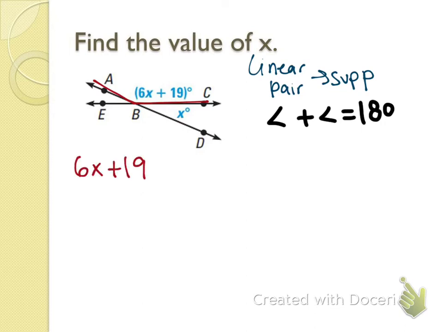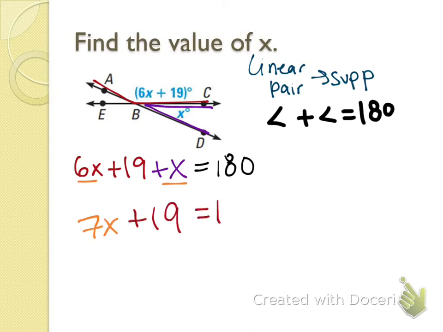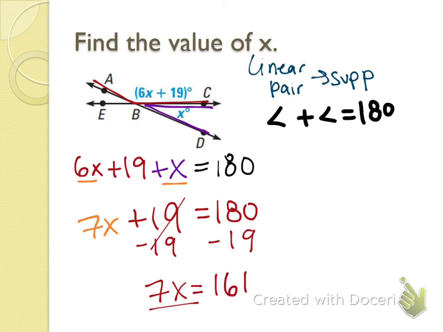So we got 6x plus 19 plus x equals 180. Combine some like terms, we have 6x and x, which makes 7x plus 19 equals 180. Subtract 19. 7x equals 161. Divide by 7. x equals? Correct.